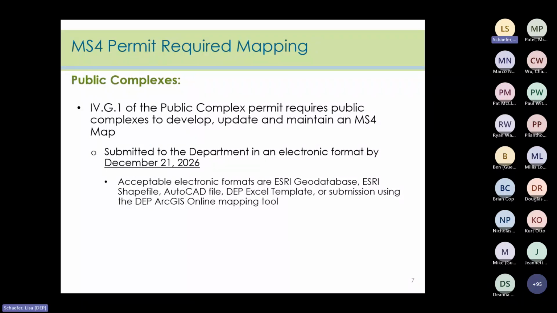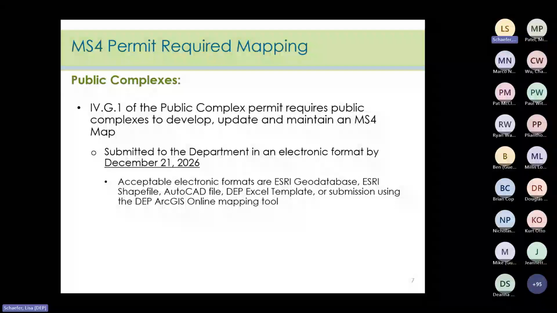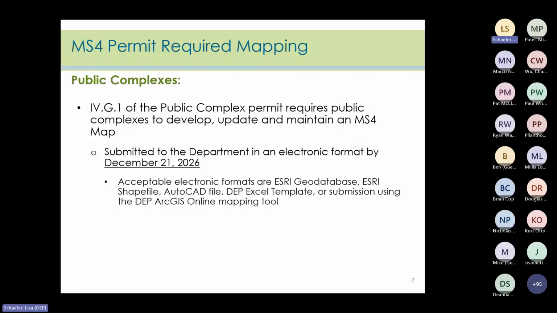The public complex permit covers facilities such as universities, prisons, military bases, hospitals, and other large publicly owned facilities. Their mapping requirements are similar to that of the 2018 Tier A permit. They were required to develop an outfall pipe map that was initially due to the department on January 1st of the year 2020 in any format, and then they were required to submit an outfall pipe map in an electronic format by December 21st of the year 2020.